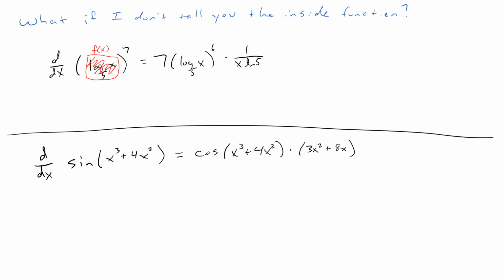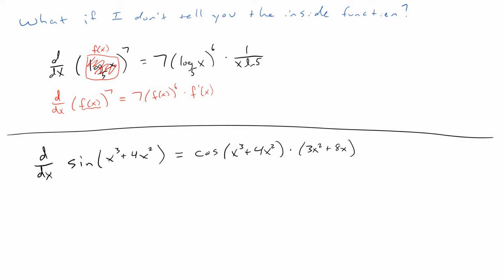So if I don't tell you what that function is, then to do the derivative of some function that I'm not telling you to the 7th power is going to be, according to the chain rule, 7 times, leave that inside function alone, to the 6th power, and then multiply by the derivative of that inside function. Okay, so this is just the chain rule. What we'll be doing with implicit differentiation is instead of having this inside function, instead of calling it f of x, usually we'll call it just y.